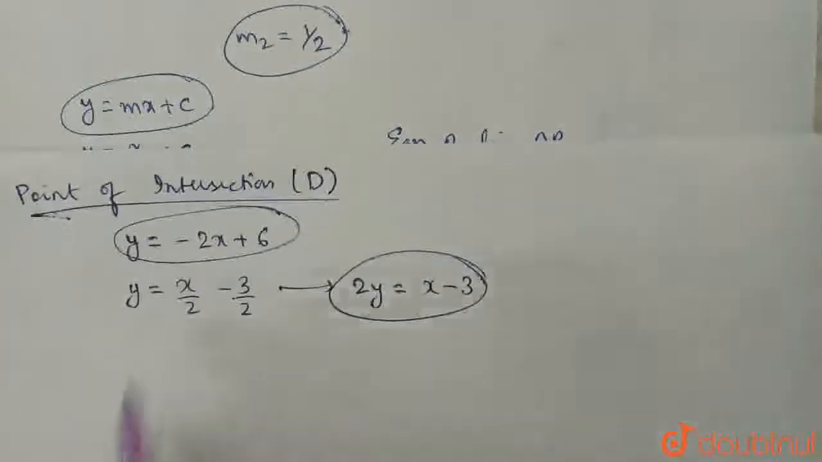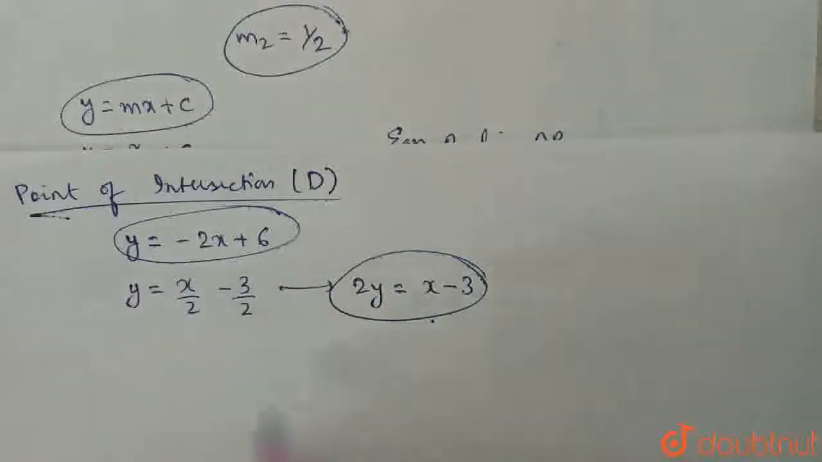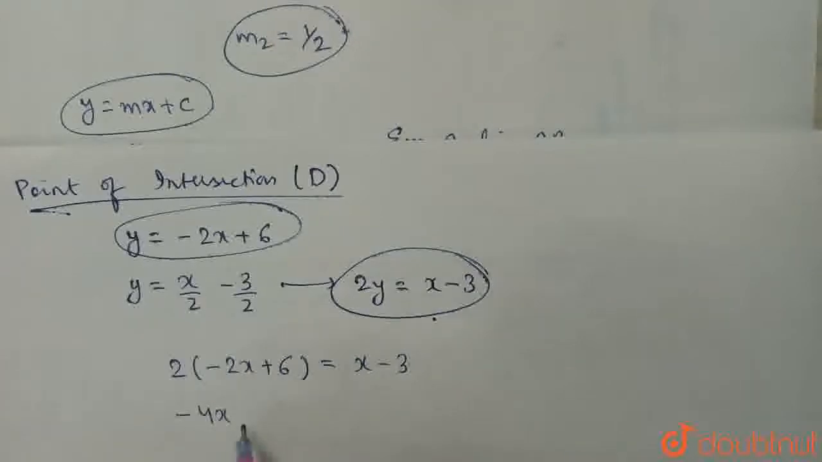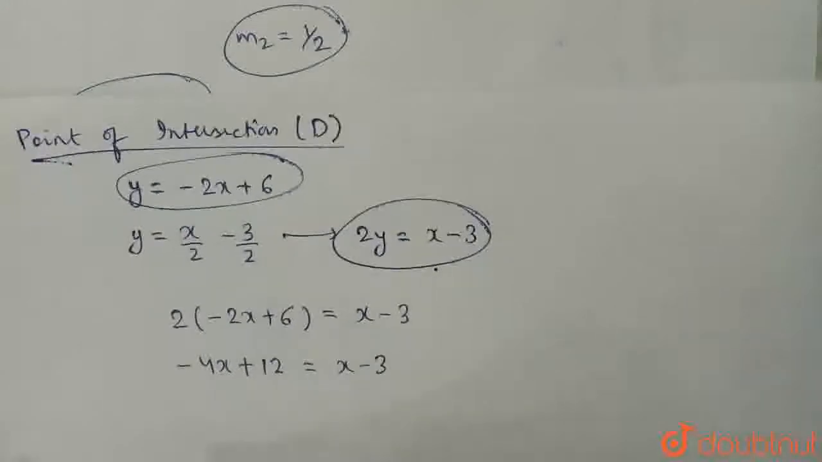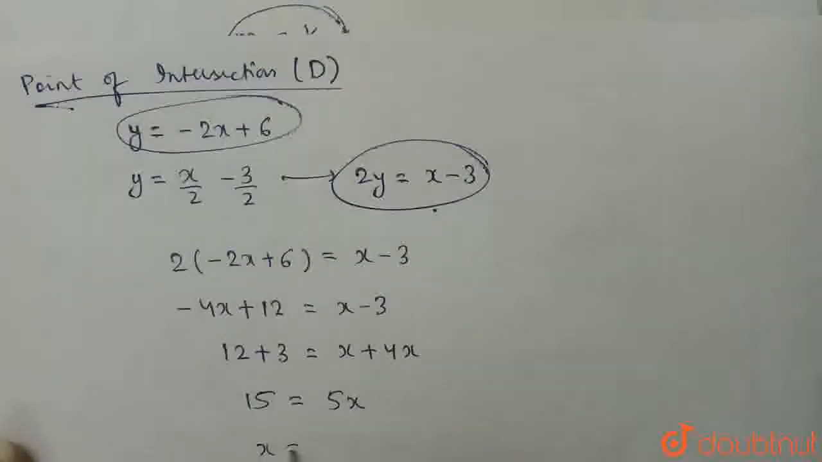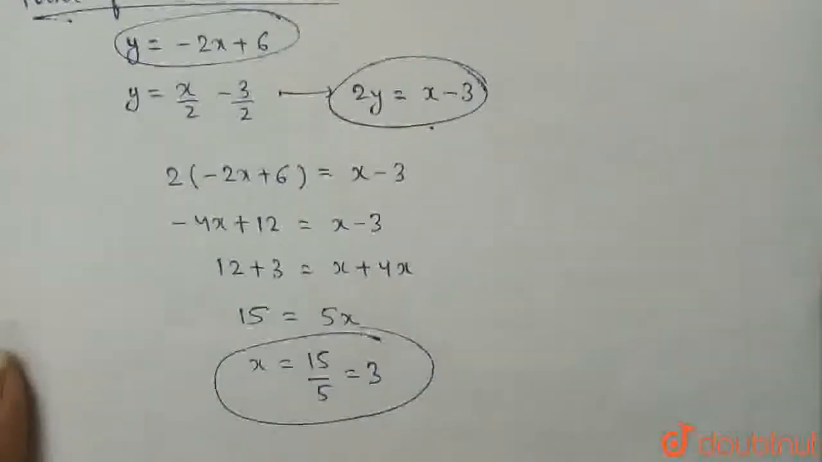So now we will put the value of y as minus 2x plus 6 in this equation. So we get 2 times (minus 2x plus 6) is equal to x minus 3. So this becomes minus 4x plus 12 is equal to x minus 3. Now shifting all the x terms to one side and constant terms to the other side, we get 12 plus 3 is equal to x plus 4x. So this becomes 15 is equal to 5x. So x becomes 15 upon 5, which is 3. So the x coordinate is 3.